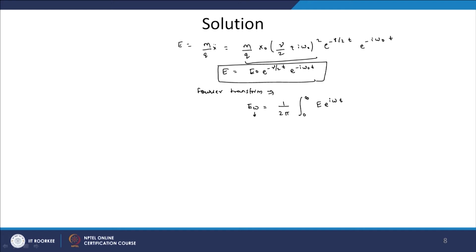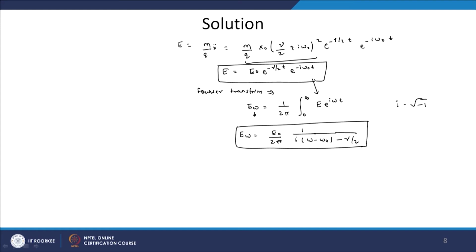So, this is the expression for applying the Fourier transform, and what we get here is E omega is equal to E naught upon 2 pi. By just substituting the value of E here and integrating, we get E naught upon 2 pi, 1 upon 2 omega minus omega naught, sorry, this is i, where i is the root of minus 1, and this will be equal to minus gamma by 2. So, this is the expression for the electric field in the frequency domain.